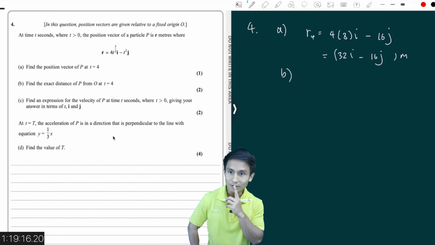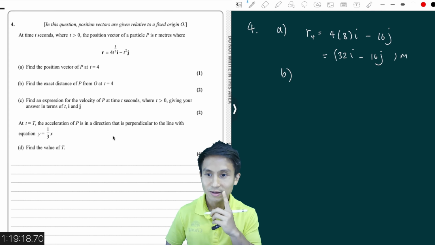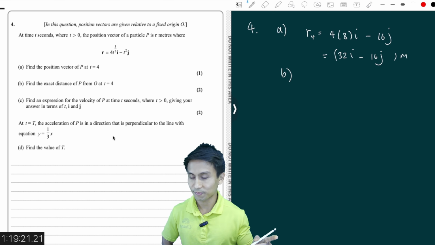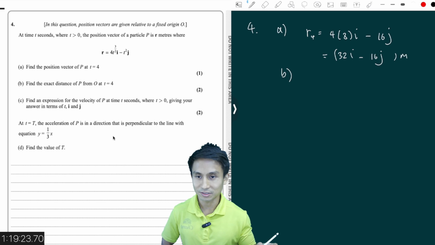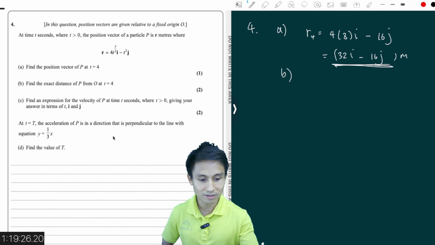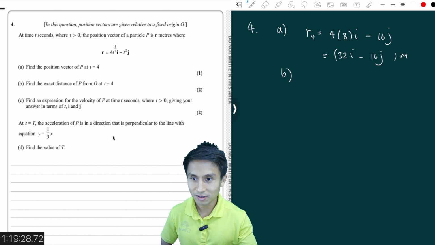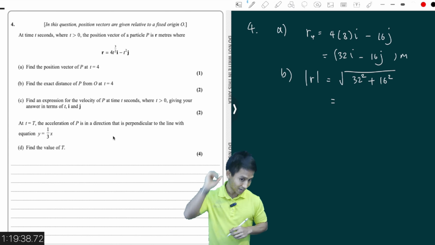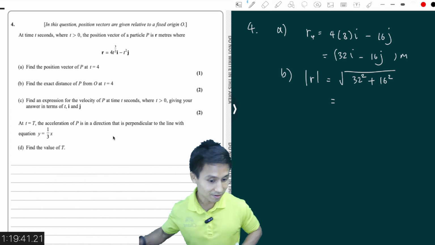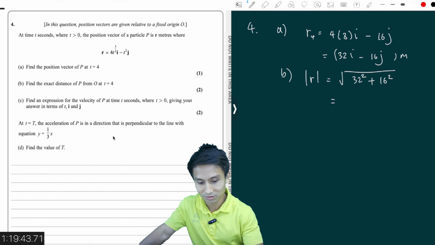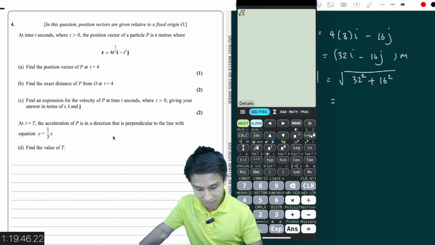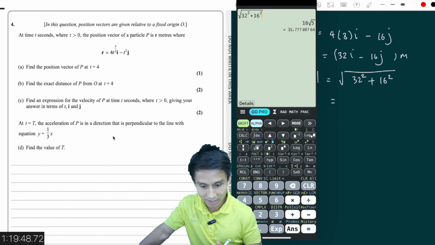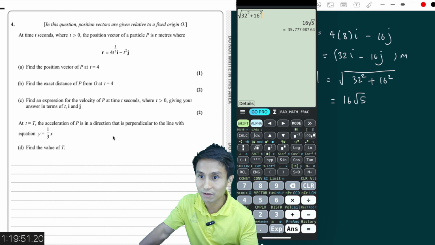B, find the exact distance of P from O at t equals 4. Exact distance. So we've got the position vector, so we just find the modulus, or the magnitude of the vector. So Pythagoras of 32 squared plus 16 squared there. Well, let's use a calculator actually. 32 squared plus 16 squared. That's 16 root 5, exact distance.